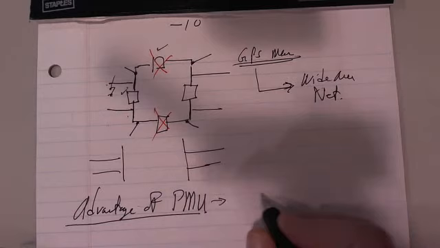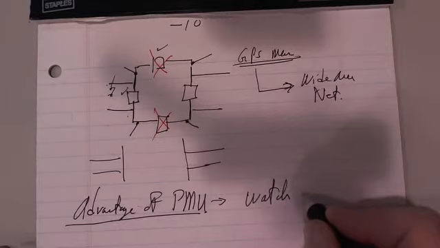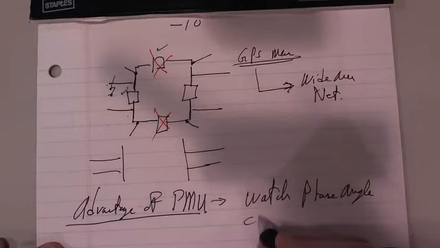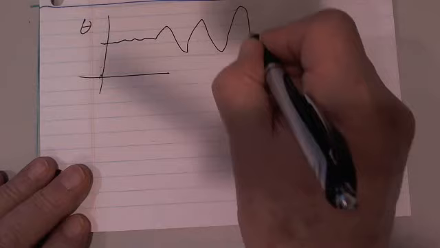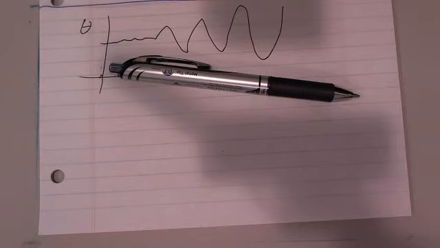I can watch phase angle change. Or more importantly, if it starts to oscillate. So if you have a measurement, and you know you have a phase angle theta, and it's sitting here, and all of a sudden it starts to do this, and the oscillations get bigger and bigger, you probably have an instability in the power system. You have a power system that's going unstable, or that it's progressing in a bad way.